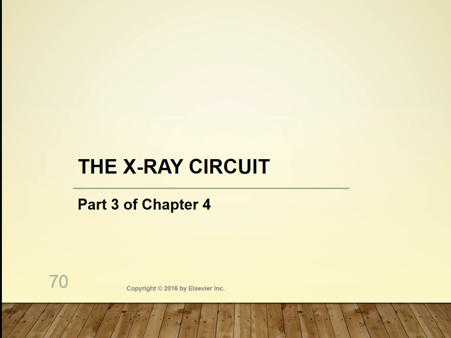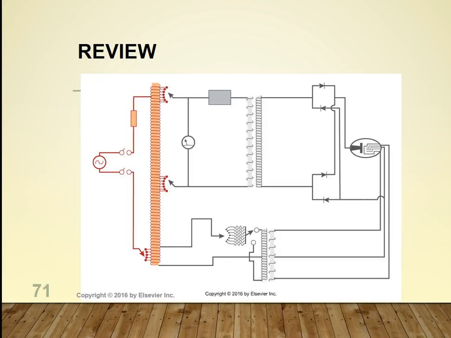So we have already gone through all of the principles of electricity, and then we talked about transformers and generators, and then we also talked about electromagnetism and how these two things work together. Now we need to look at the X-ray circuit itself, the X-ray unit, how it works, how we choose things to make our exposures.